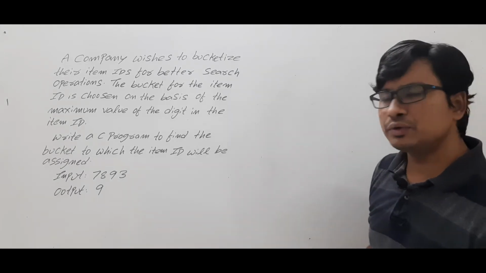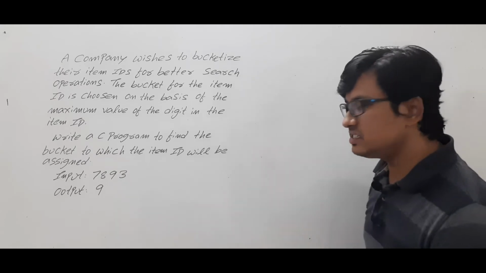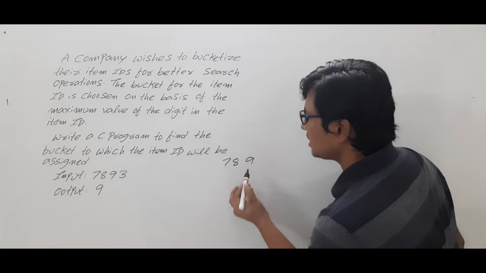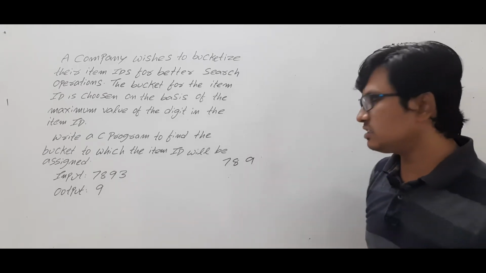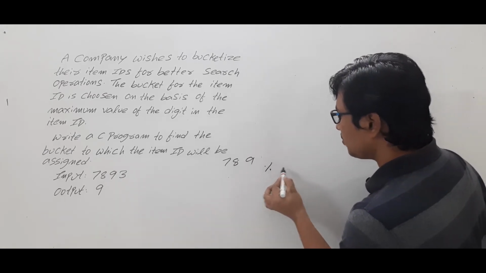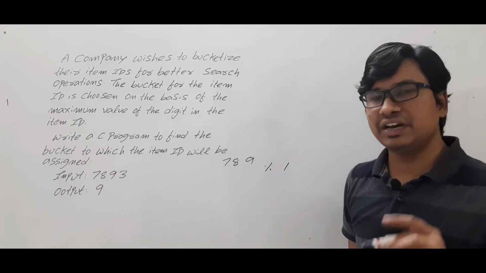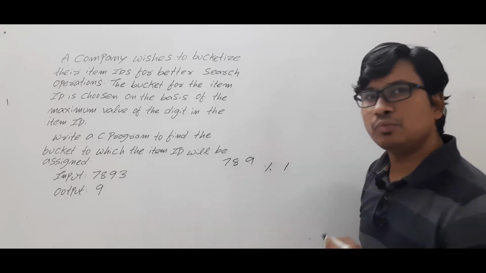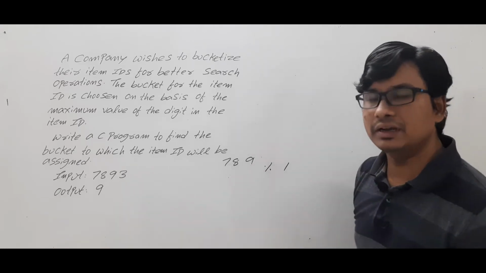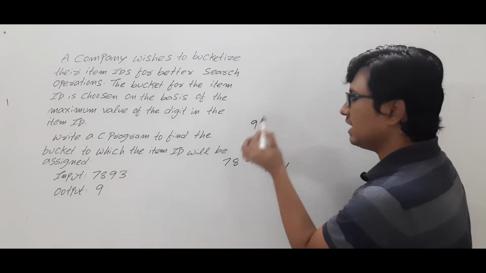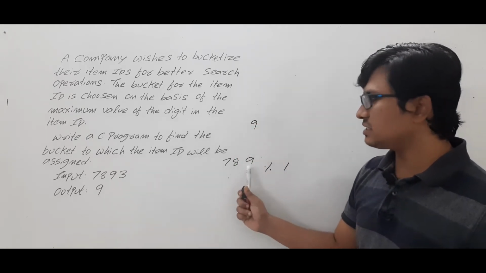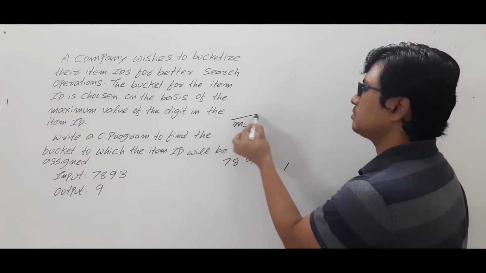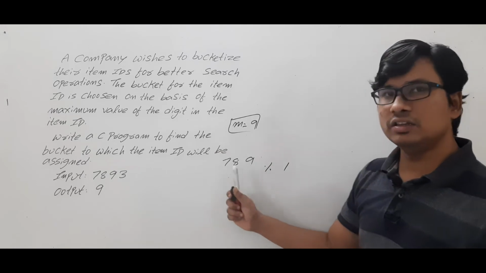So what I have to do, first I need to find each digit. How can I find the digit? Suppose let's take that I have 789. How can I find the digits? By using the modulus operator and the division operator, I can find each digit. So first I will apply the modulus operator on this entire number. I will get the digit 9, meaning I will get the remainder, which is nothing but the last digit. I will assume that last digit is the maximum digit among all the digits.